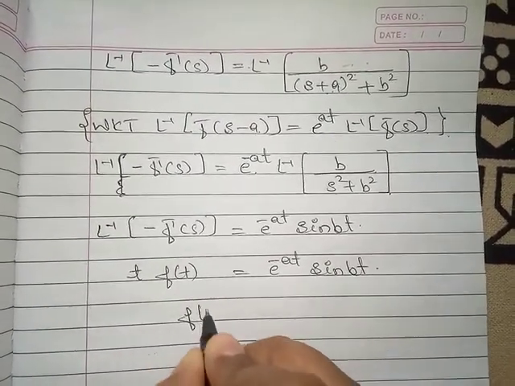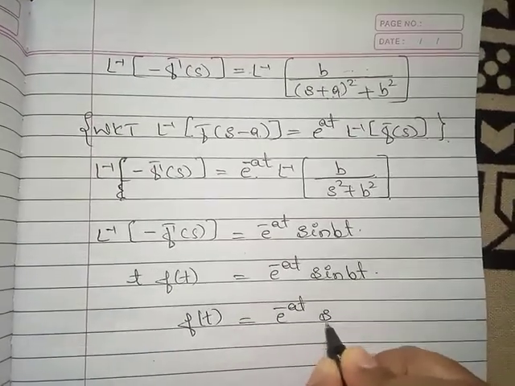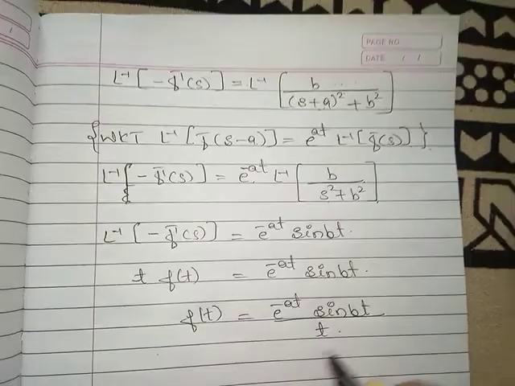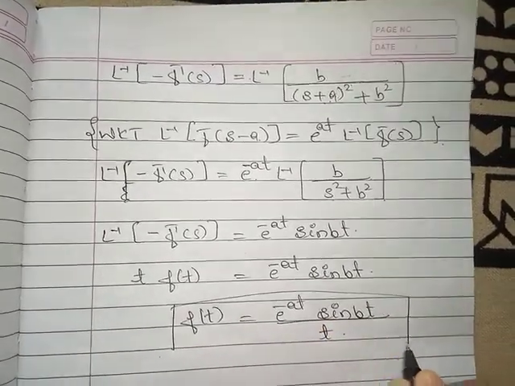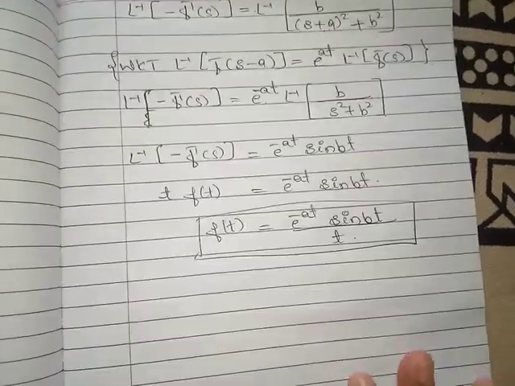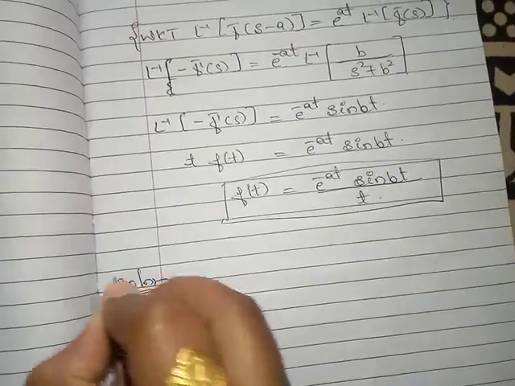Now f of t is equal to e raised to minus a t sine b t divided by t, which is the required result for the given function. Next, the solution for the fifth one.